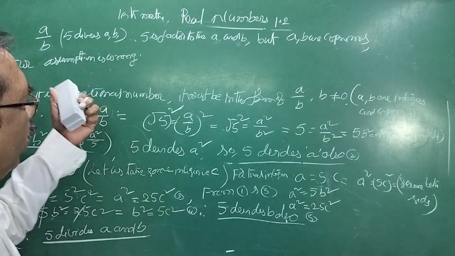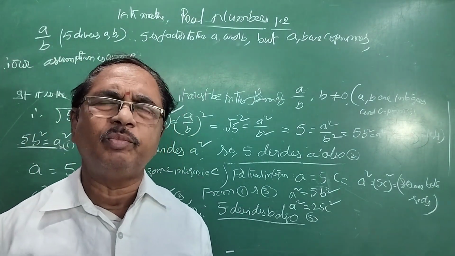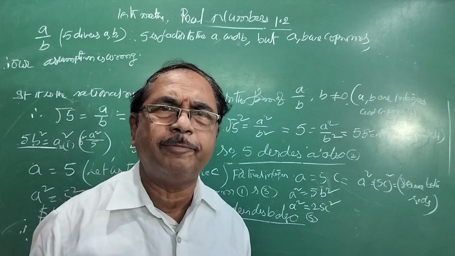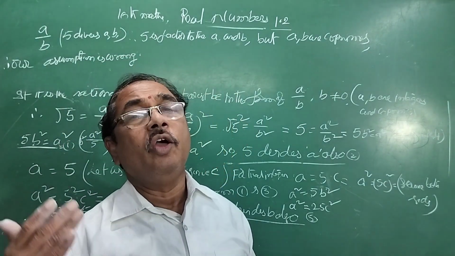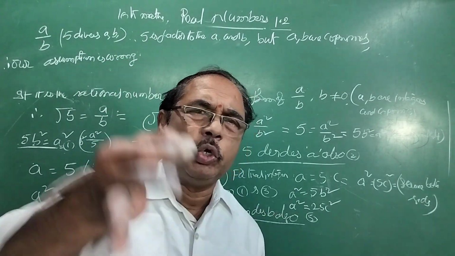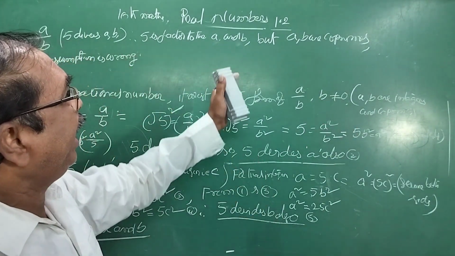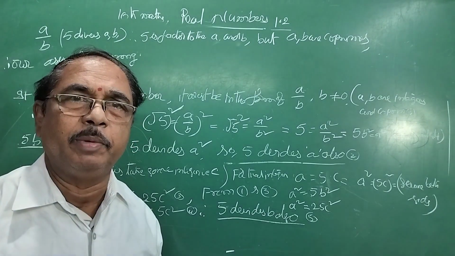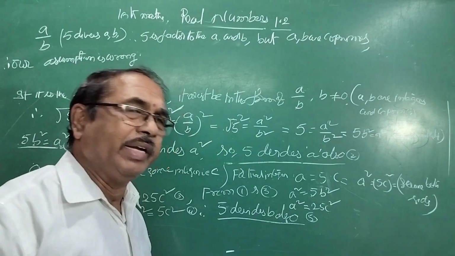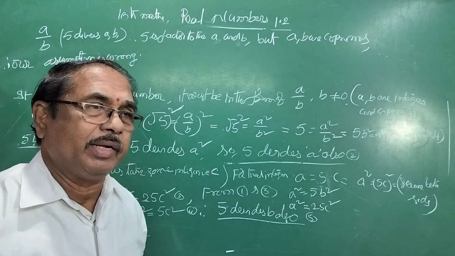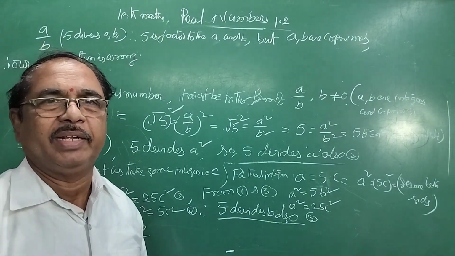What we thought: root 5 is equal to a by b. Yes, we did the problem. We dragged on the problem thinking root 5 is a rational number, rational number a by b. It must be in the form of a by b, where a by b are co-primes. That means it should not have any common factor. But when we reached, 5 is the common factor to the a by b. So what we assumed is contradictory to the fact. It is opposite to the fact. What is the fact? a by b are co-primes. That is the fact.